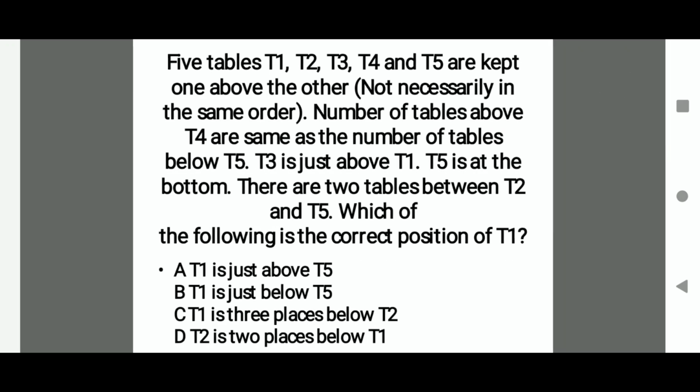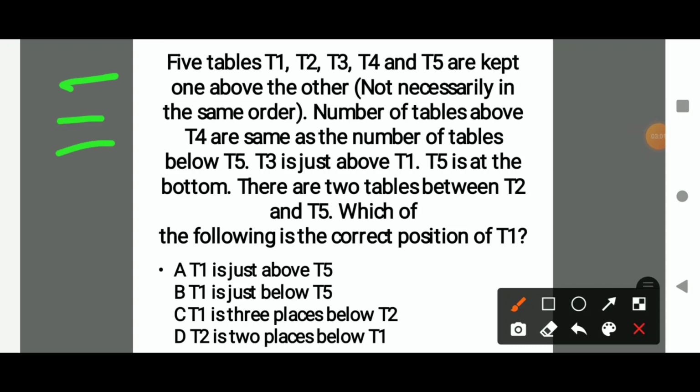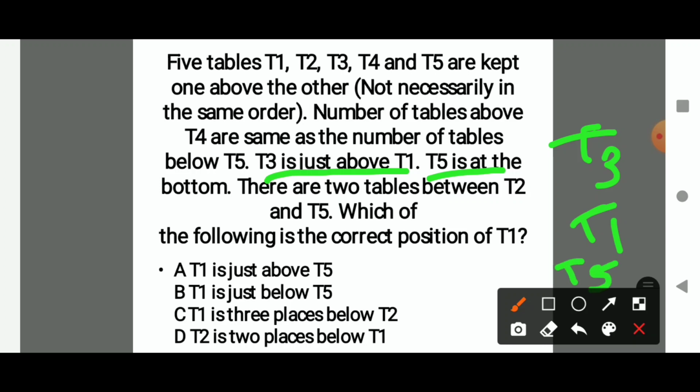This is also a sitting arrangement, but order is one another above, like this. If 1 is here, 2 is here, 3 is here, 4 is here, 5 is here. So let us understand the equations. T3 is just above T1. And the next one is, T5 is at bottom. So next one is, there are two tables between T2 and T5. So if T5 is here, this is the bottom. There is no chance to place T2 below T5. So there will be this only the chance.